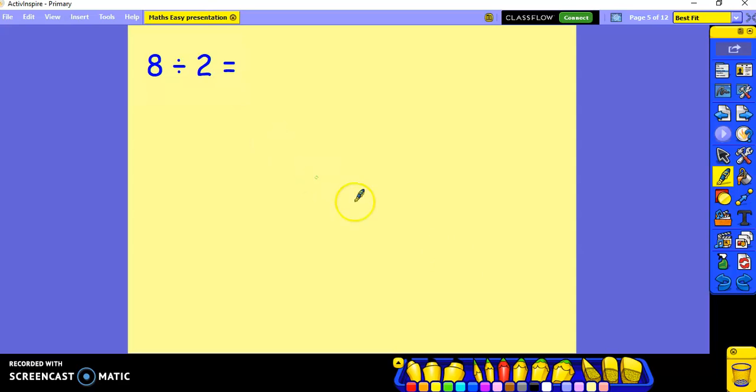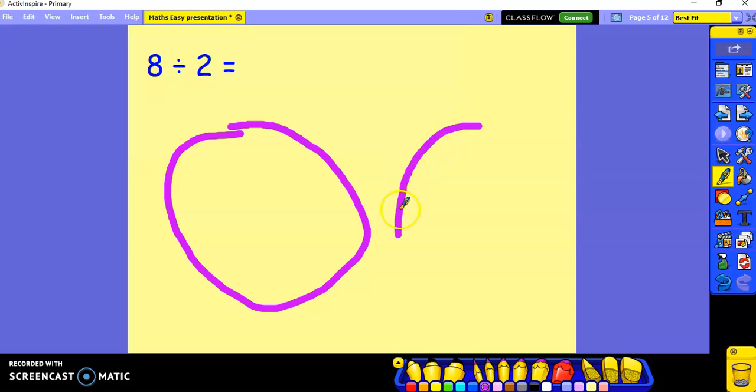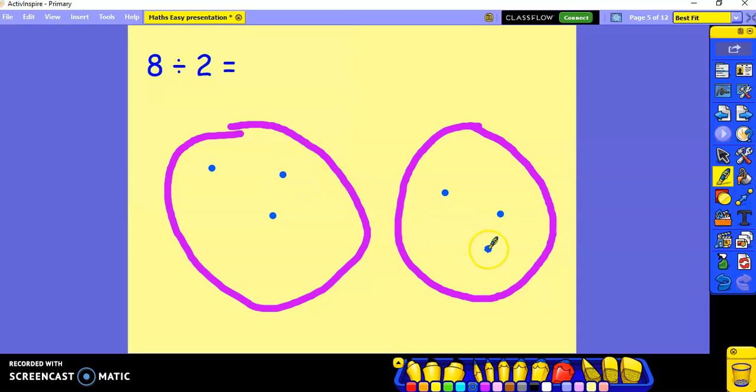Okay, so you could share out 8 objects into 2 equal groups, or you could draw your workings out, imagining that there is a pile over here for you and a pile over here for me. So we're going to share out 8. You could even draw 2 circles, one for each person that you're sharing between. So are we ready? 1, 2, 3, 4, 5, 6, 7, 8.